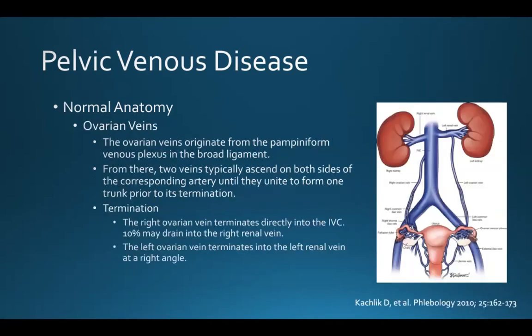The ovarian veins originate from the pampiniform venous plexus and the broad ligament on each side. From there, 2 veins typically ascend on both sides of the corresponding artery until they unite to form one trunk prior to its termination. The right ovarian vein terminates directly into the inferior vena cava, just inferior to the renal vein, but 10% may drain directly into the renal vein. And the left ovarian vein terminates into the left renal vein at what typically is about a right angle.